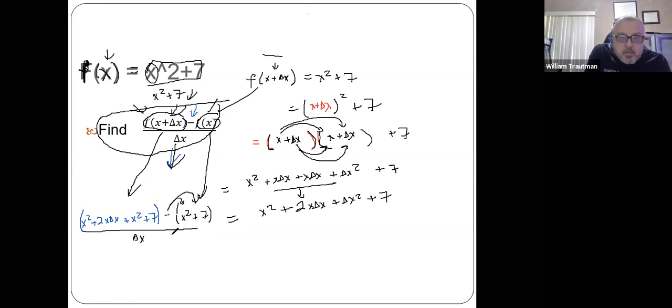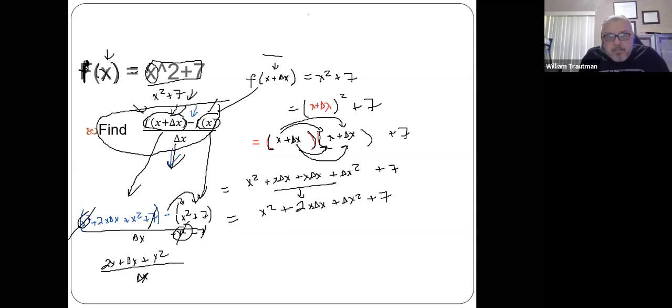This becomes, I'm going to write it right below here, negative x squared minus 7. Negative times x squared is negative x squared. Negative times a positive 7, negative 7. So x squared minus x squared cancels out and turns into 0. A positive 7 and a negative 7 cancel out and turn into 0. What we're left over with is 2x plus change of x plus x squared, all over change of x.